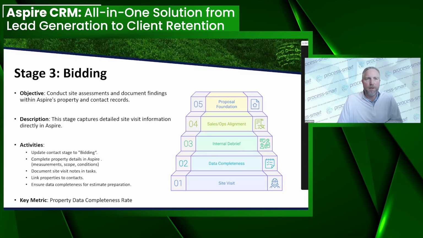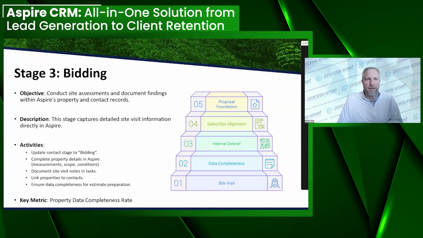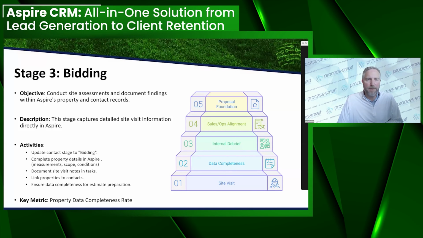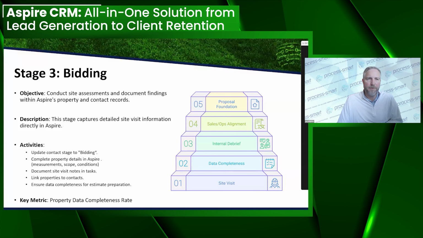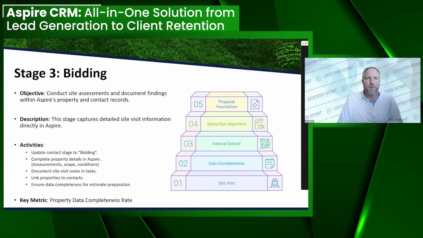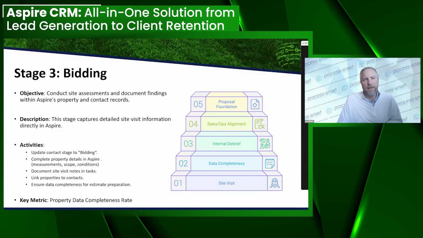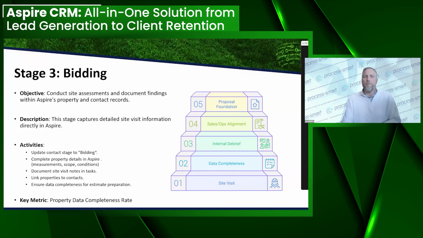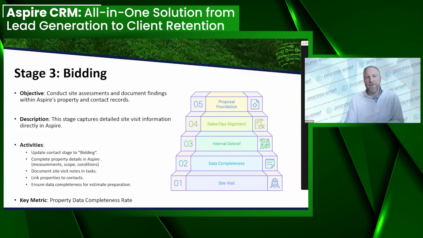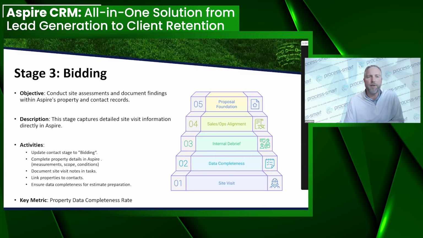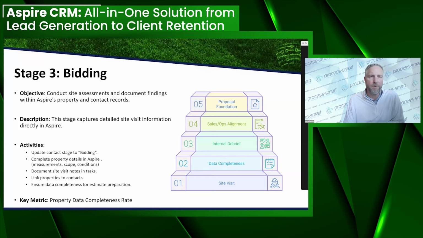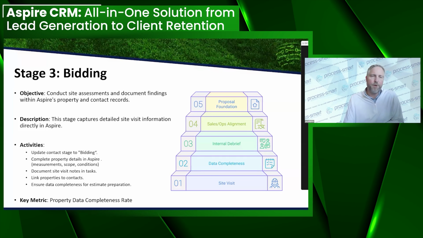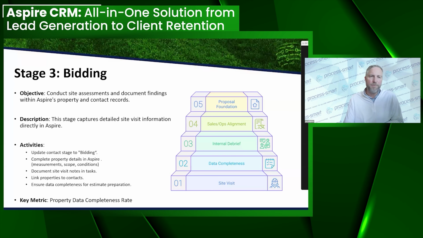Bidding. This stage is much more commonly used than the first two stages, but this is where you're going to create and move your contact stage to bidding. You're going to complete different property details in Aspire, like measurements and scope. You're going to document any site notes and put things in tasks for follow-ups.